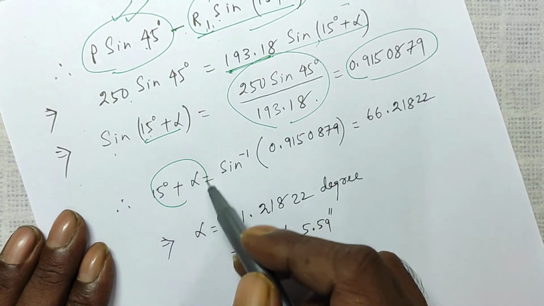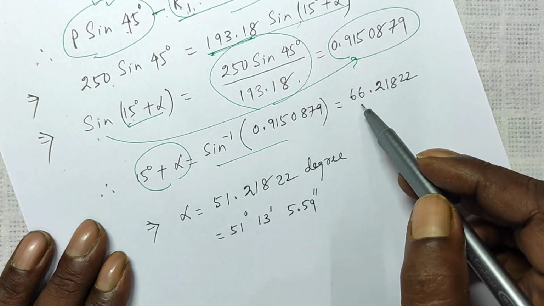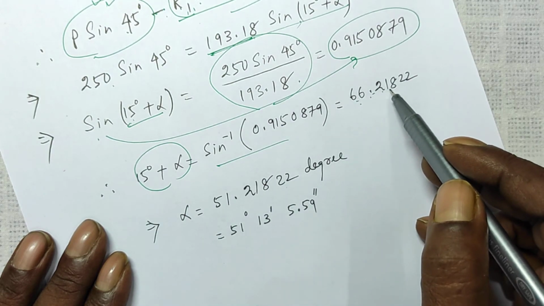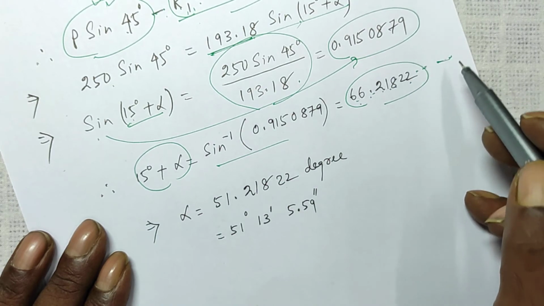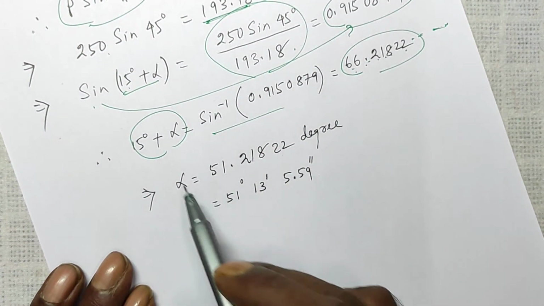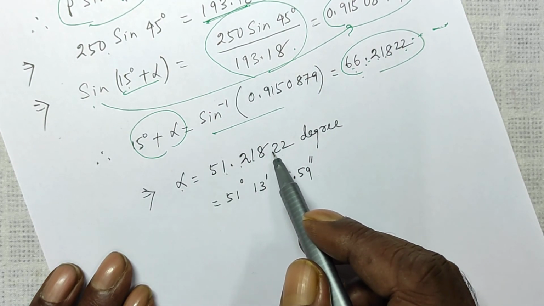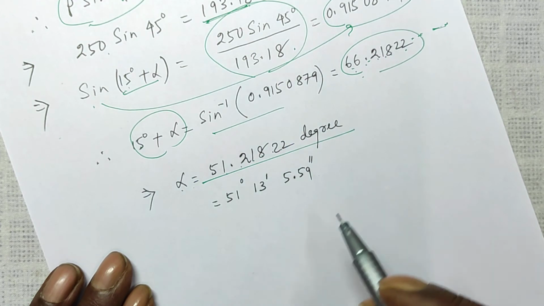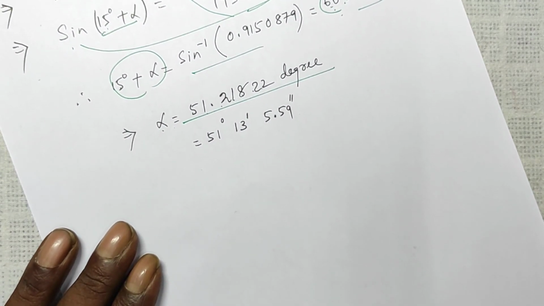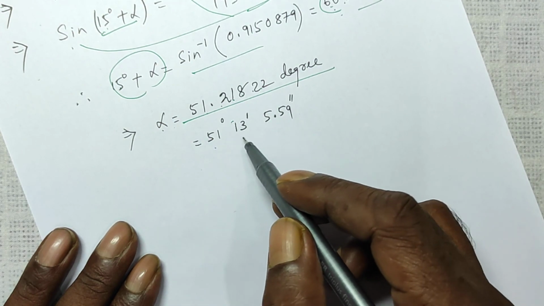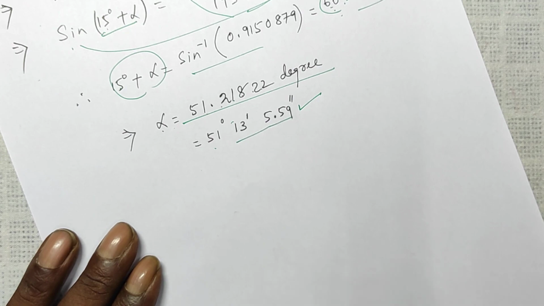So 15 plus alpha will be sine inverse of this. Put it in a calculator, this comes out to be 66.21822 degree. There are more digits. So take 15 to that side, so alpha comes out to be 51.21822 degree. If you convert it to minutes and seconds of arc, this comes out to be 51 degree 13 minute 5.59 seconds of arc. Use a scientific calculator. Thank you.